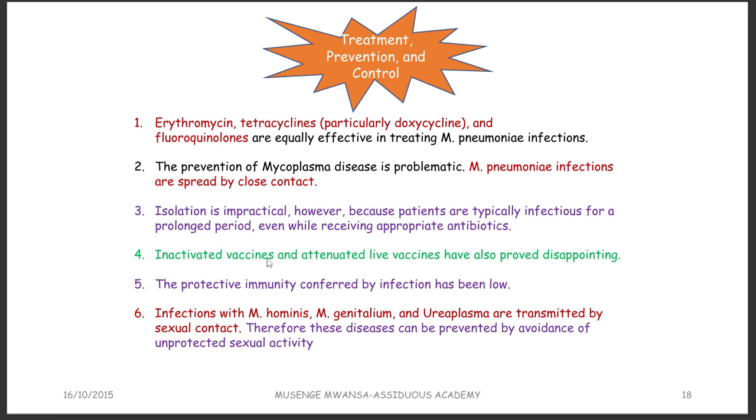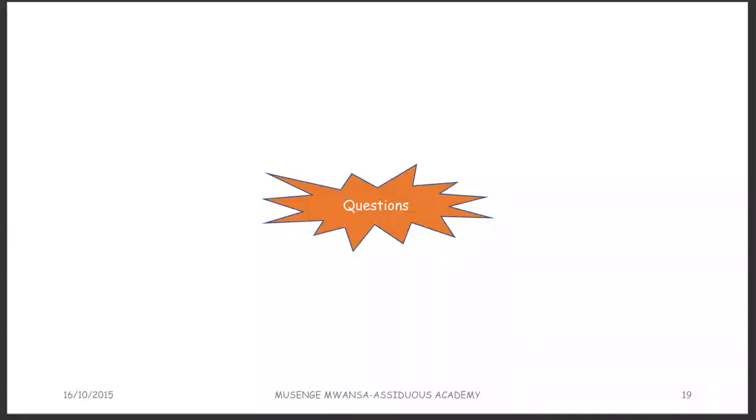Inactivated vaccines and attenuated live vaccines have also proved disappointing for mycoplasma. Protective immunity conferred by infection has also been low. So if you get the infection, it doesn't mean that next time, because your body has developed immunity, you will not get sick. You still get sick. Infections with Mycoplasma hominis, genitalium, and ureaplasma are transmitted by sexual contact. Therefore, when you want to help someone, at least ask them to stay away from sex, or at least be involved in protected sex.